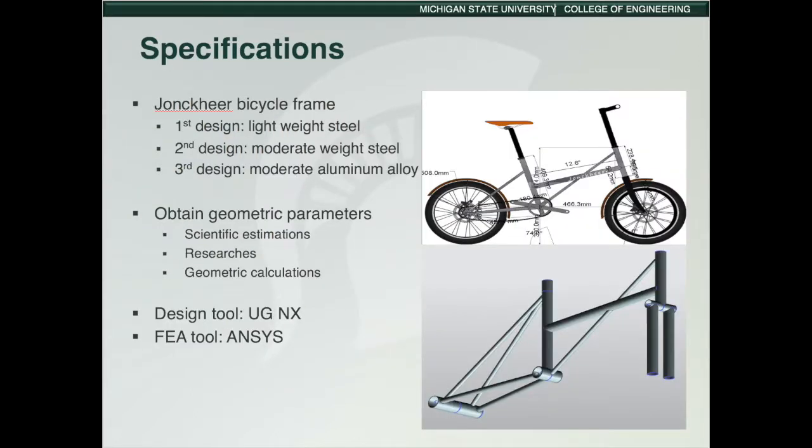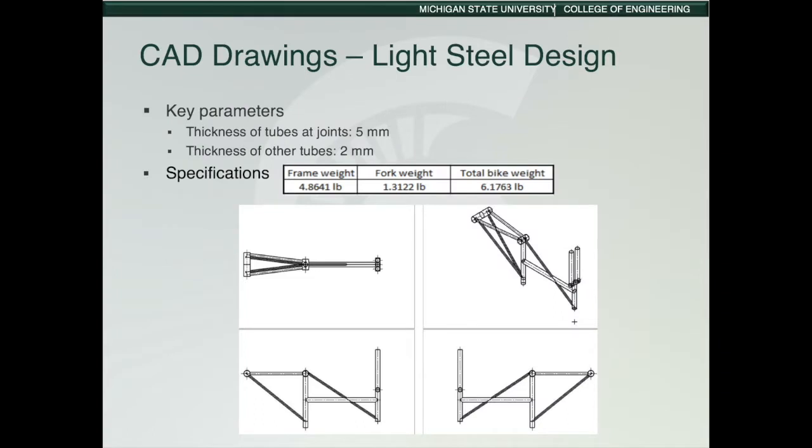In this project, we're going to use UGNX and ANSYS to design and analyze the given bicycle frame with three designs. First, lightweight steel, second, moderate weight steel, and third, moderate aluminum alloy. Let's talk about the CAD drawing of the first design. Here are some of its specifications.